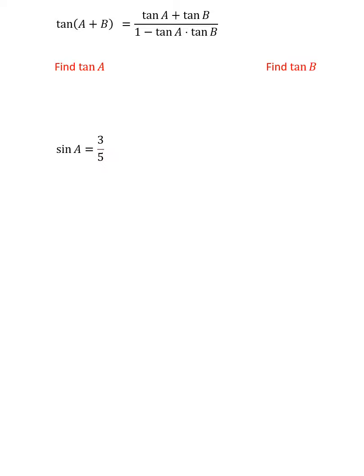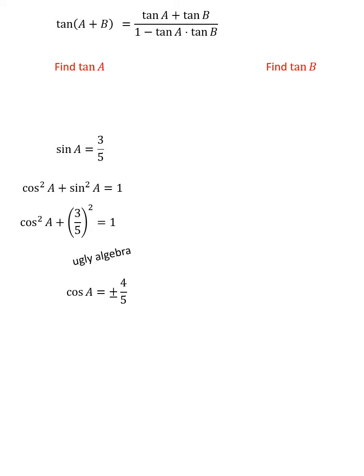They didn't give me the tangent of A, but what they did give me was the sine of A. Now, I also know that for any arc length A, cosine squared plus sine squared equals 1. And so, if that's true, I can plug in the sine value that they gave me and do the algebra. After some ugly algebra, you'll see that the cosine of A is plus or minus 4/5. Algebra not shown. However, we were also told that A is in quadrant 1, and so therefore the cosine would be positive, and now I know what the cosine of A is.